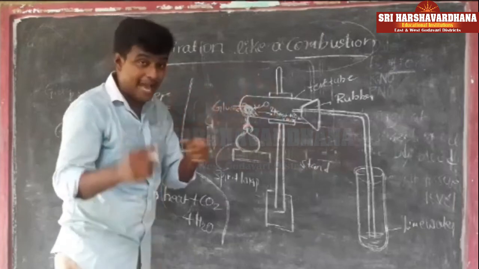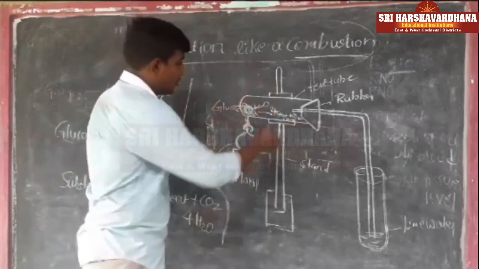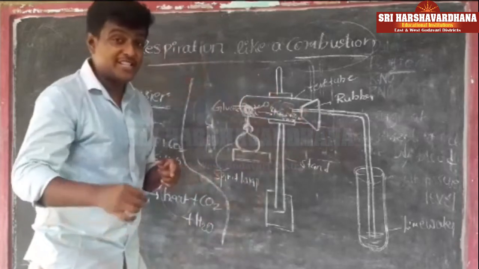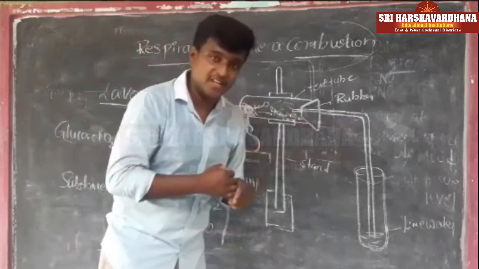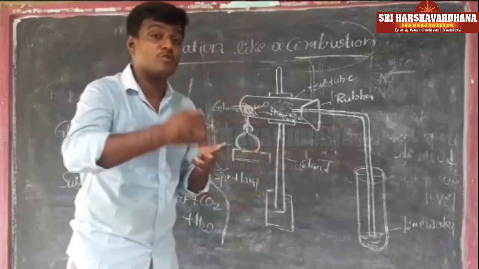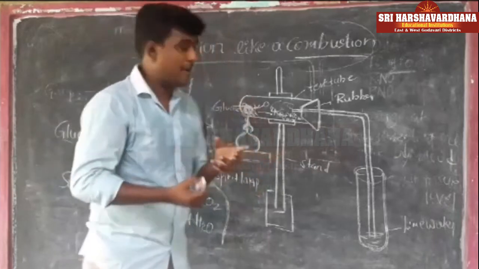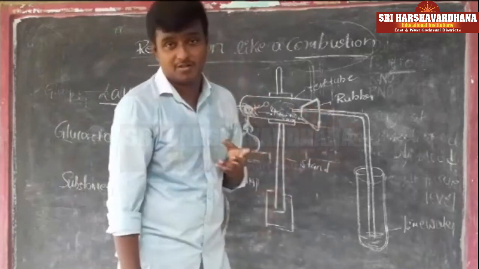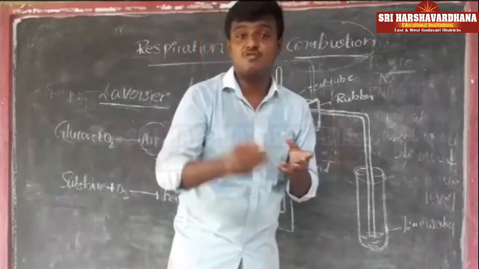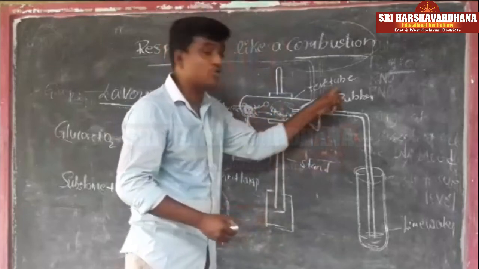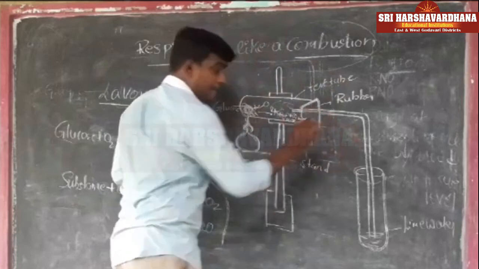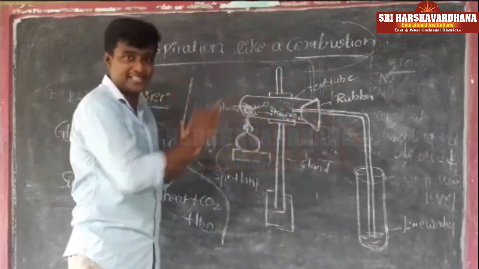That carbon dioxide is in a gaseous state, so the complete test tube is occupied by the CO2. When the CO2 is occupied, it wants to escape to the outside. But here the mouth of the test tube was covered with a rubber cork. So there is no chance for this carbon dioxide to escape to the outside. There is only one passage, only one exit path.